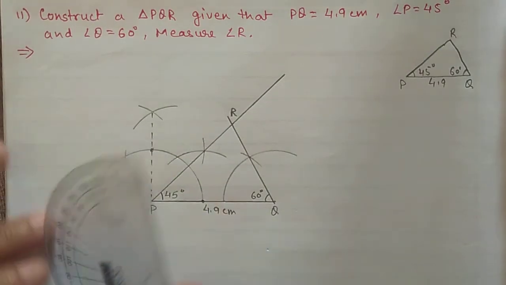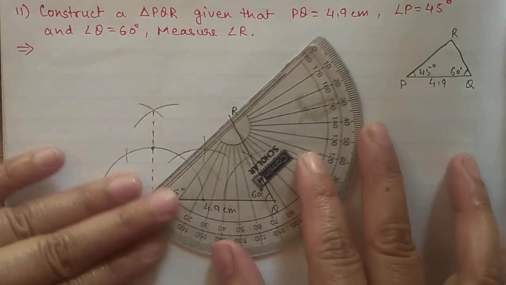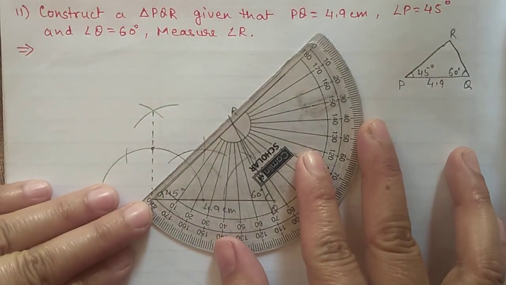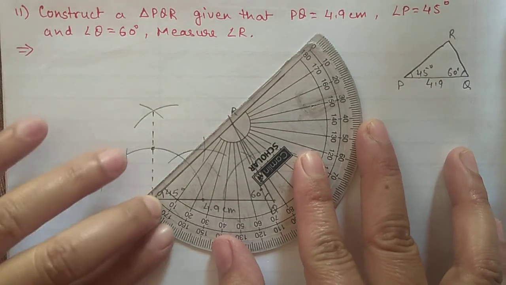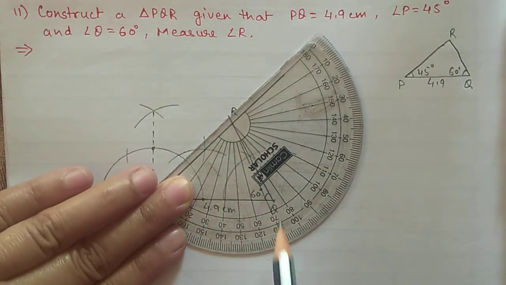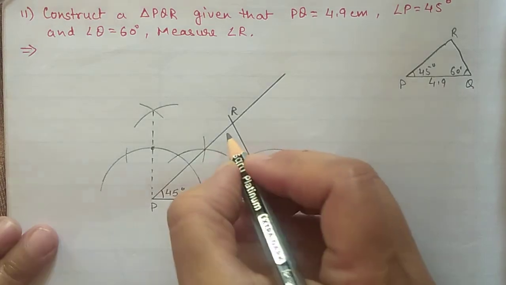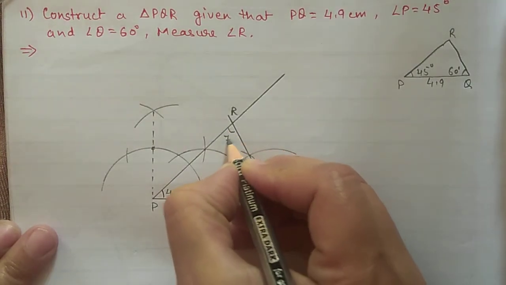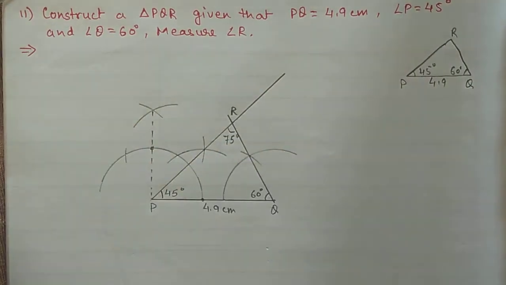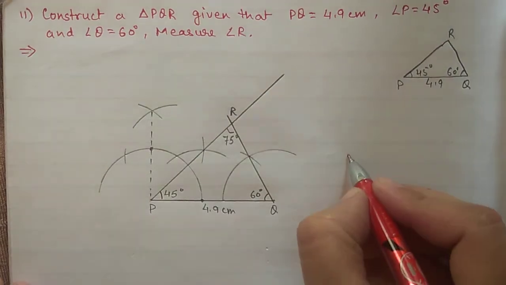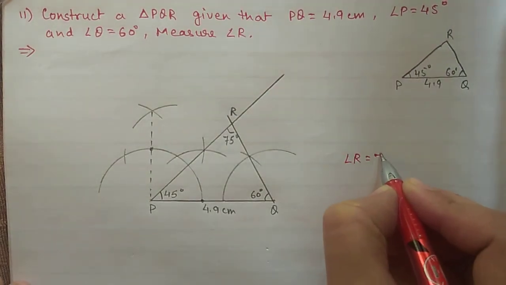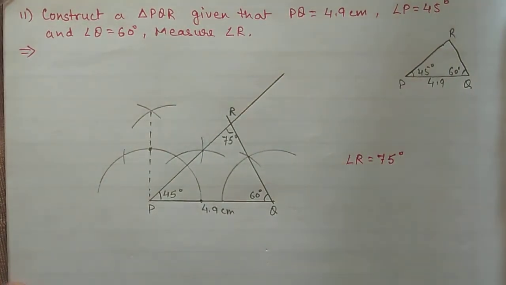So keep your protractor over that, any one line as a base and another you can measure. So you can see it is coming after 70 and it will come 75. So this angle is 75 degree. Can write here angle R is equal to 75 degree.